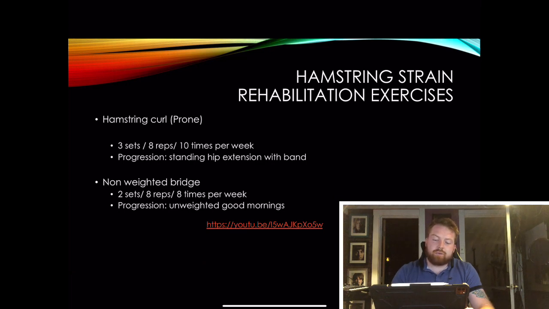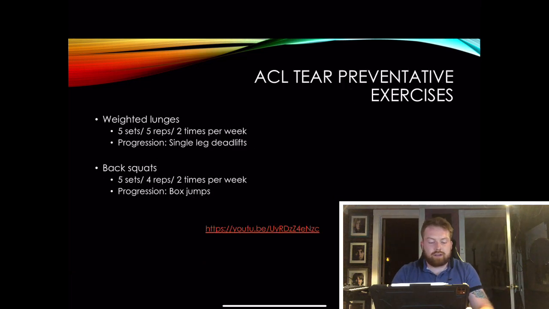So ACL tear preventative exercises: weighted lunges, 5 sets, 5 reps, 2 times per week, and then progressing into single leg deadlift, doing back squats, 5 sets, 4 reps, 2 times a week, progressing into box jumps. Box jumps can be kind of dangerous. I'd recommend doing something around a foot, maybe a little bit higher. It's preventative, so you can go with these exercises that are a little more extreme, but I'm not a huge fan of box jumps, but I think for something like this, if they're low enough, I think they're good.